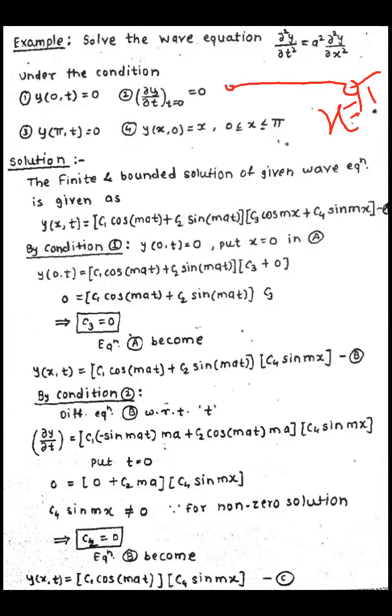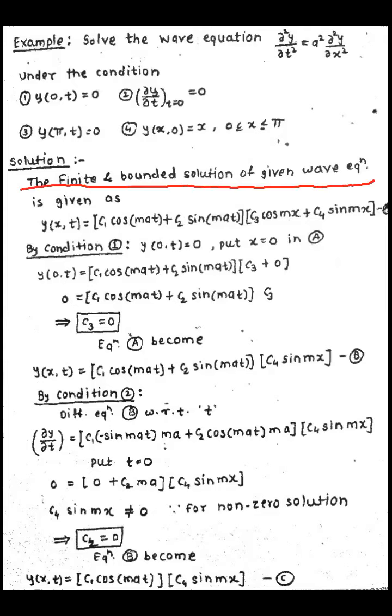And the first end is at x equal to 0. So the length of the string is l, equal to π. Now the solution: start with the finite and bounded solution of the given wave equation, which is y(x,t) = (c1 cos mat + c2 sin mat)(c3 cos mx + c4 sin mx). Call it equation number A.